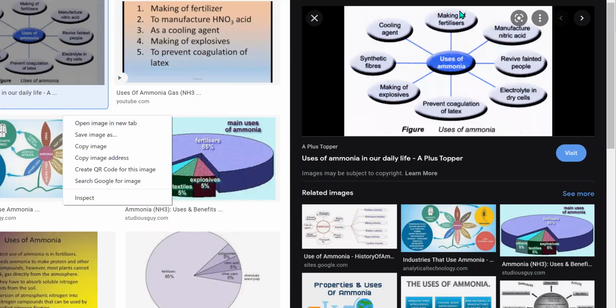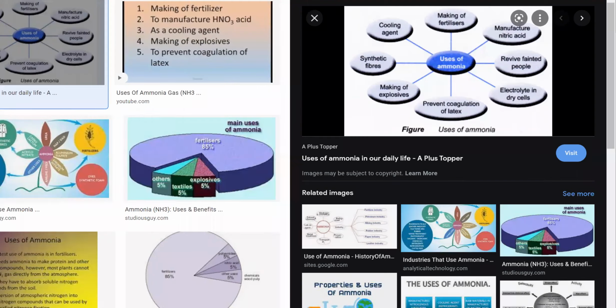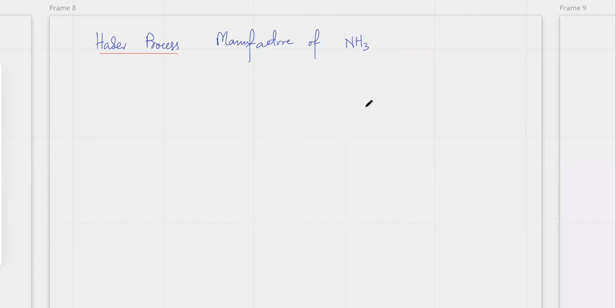So for example, there's this chart. The number one use is making fertilizers. Making explosives, that's another one. And then you've got all the other things as well. So it's a chemical that's very important in a lot of industries. So ammonia is produced or manufactured in very large amounts. Just remember two uses, that would be enough.